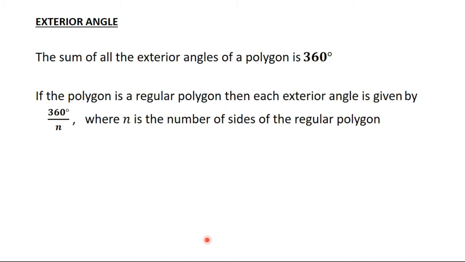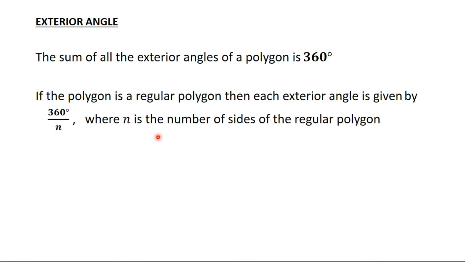Each exterior angle is equal. So if the polygon is a regular polygon, then each exterior angle is given by 360 degrees divided by n. That's the 360 degrees we have here divided by the number of sides, where n is the number of sides of the regular polygon. So the sum of the exterior angles of a polygon is 360 degrees. If the polygon is a regular polygon, then each exterior angle is given by 360 degrees divided by n, where n represents the number of sides of the regular polygon.